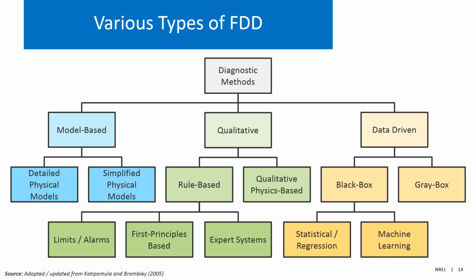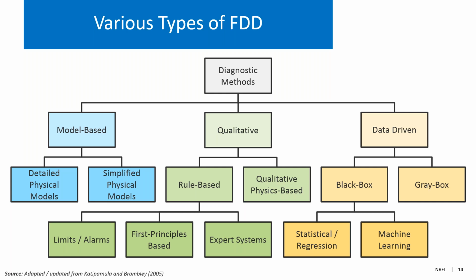So I want to talk about the three top-level categories here: the model-based category, the qualitative category, and the data-driven category. Now, these come from a reference that you see down here, Katipamula and Brambley from 2005. This is a seminal paper on this topic. And I have included this reference along with a number of other references at the end of the presentation. You'll be able to, I believe, download the PDF of the presentation and have a good starting point for finding more information. Let's just talk through these categories briefly.